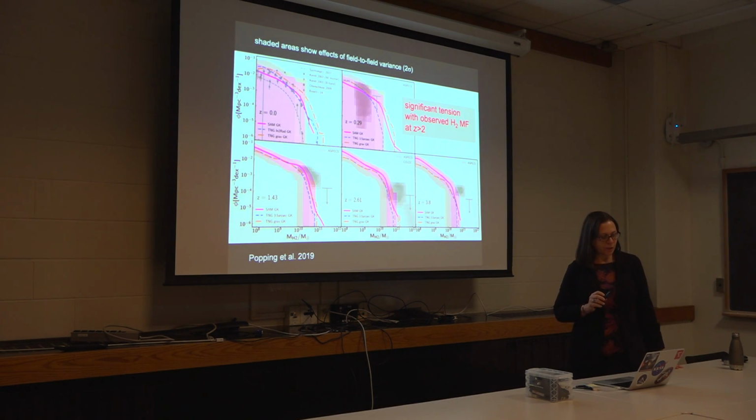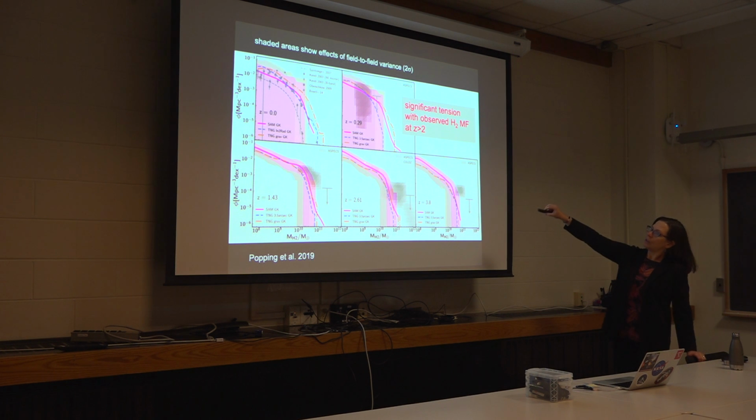So we can plot this in terms of a mass function. Here are the predicted mass functions from the models. Here are the observed constraints on the mass functions, and also from another survey called COLDz, which is a larger area, less deep. And you can see there's a significant discrepancy.